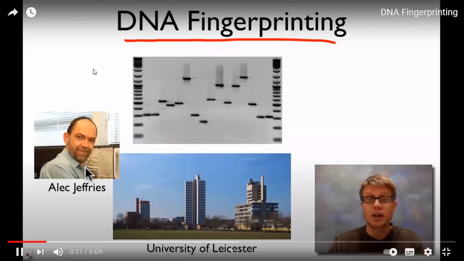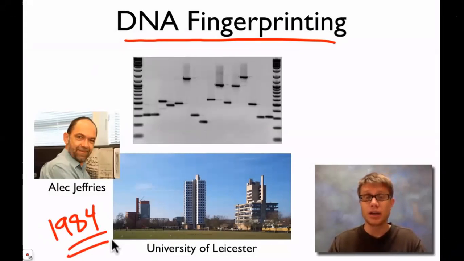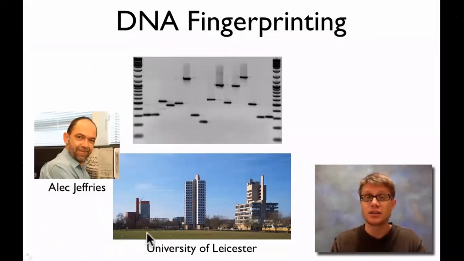weren't. He could tell paternity, for example. And so he was working at the University of Leicester and basically figured out this whole idea of DNA fingerprinting. This is around 1984. And basically for the next 3 years, all DNA fingerprinting on the planet went through this university. And so eventually it was privatized, and this is everywhere.